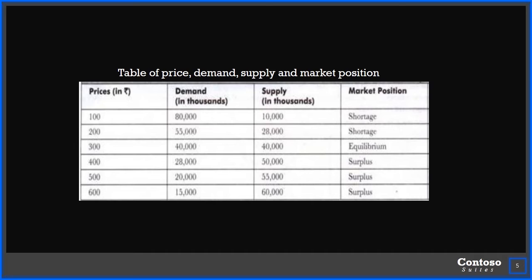As we can see, this table shows you price, demand, supply and market position. So, how do we know there is market equilibrium? As we know, the market equilibrium formula is demand equals supply. Based on the table, the market equilibrium is at 300, where demand is 40,000 and supply is 40,000. Based on this table also, you can see the shortage and surplus in the market.